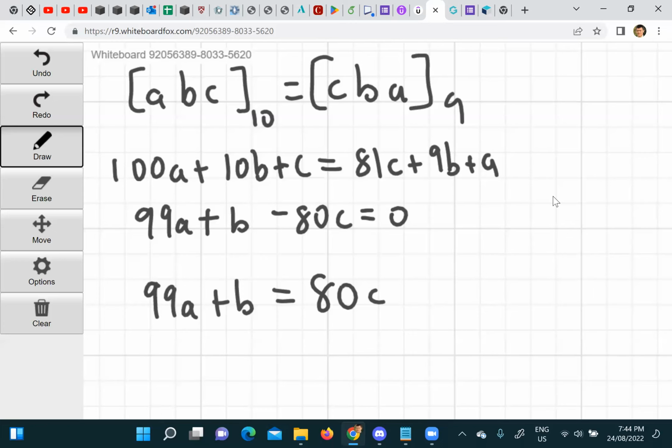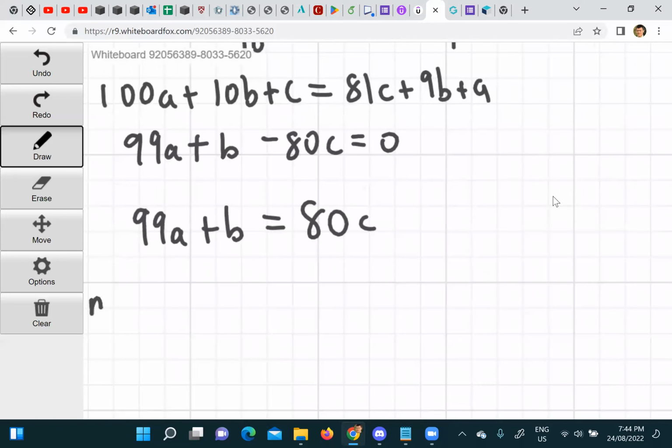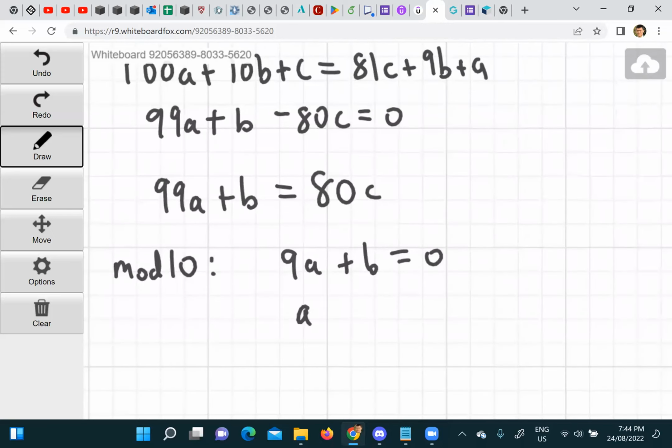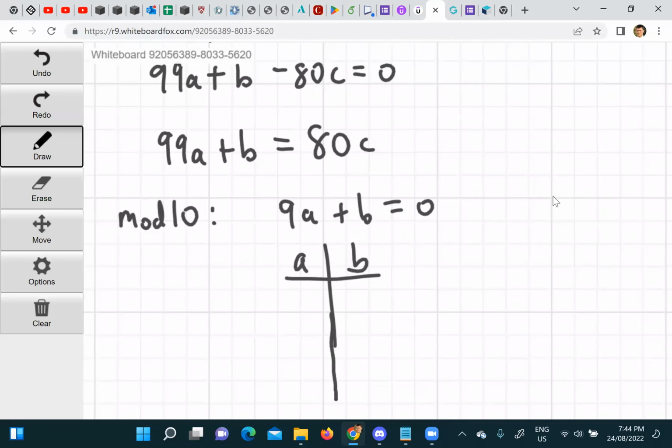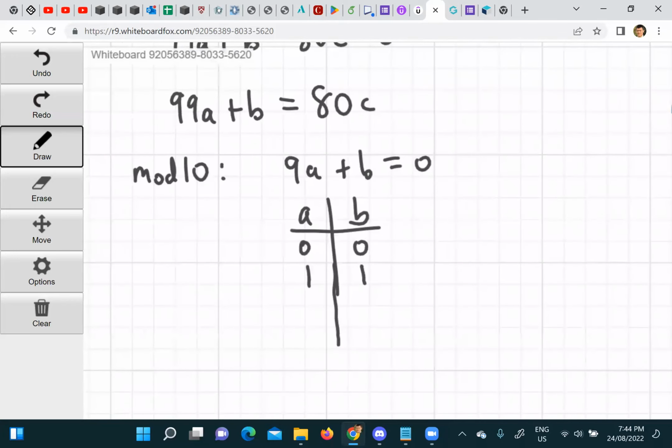So like I guess another way of saying that is, in mod 10, that's the same as looking at the last digit. Yeah? Have you heard of that before? Okay. That's 9A plus B equals 0 mod 10. So if A was 0, B would be 0, yeah? If A was 1, B would be 1, yeah? If A was 2, oh, that's kind of crazy.